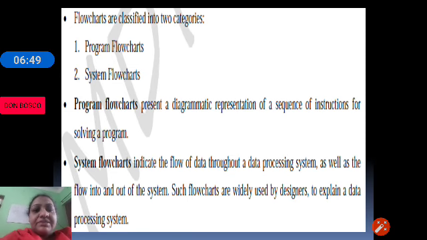A system flowchart explains the entire data processing cycle, how it is done in a computer system. System flowcharts indicate the flow of data throughout a data processing cycle, and also how data flows in, how data comes out, and many other things are explained in a system flowchart.